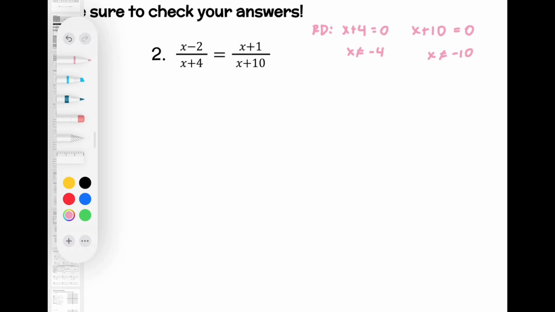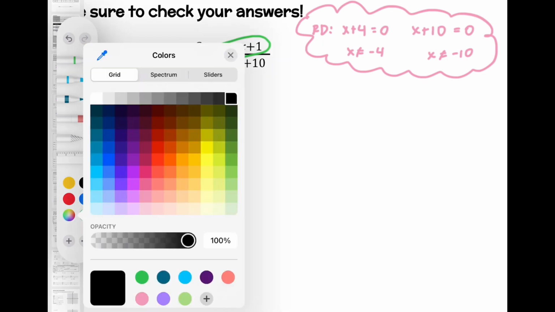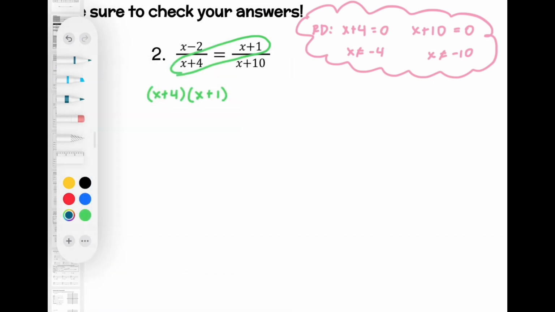This is the kind of thing where I don't need to see all your work. If you can just tell me from the beginning that negative 4 and negative 10 can't work, then go for it. If we look at this one, we're going to cross multiply. Make sure we write this as (x plus 4) times (x plus 1). We write them in parentheses so we don't forget to FOIL or distribute. And on the other side, we're going to have (x minus 2) times (x plus 10).